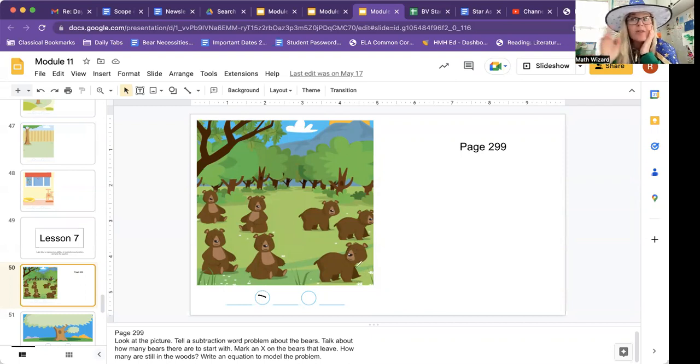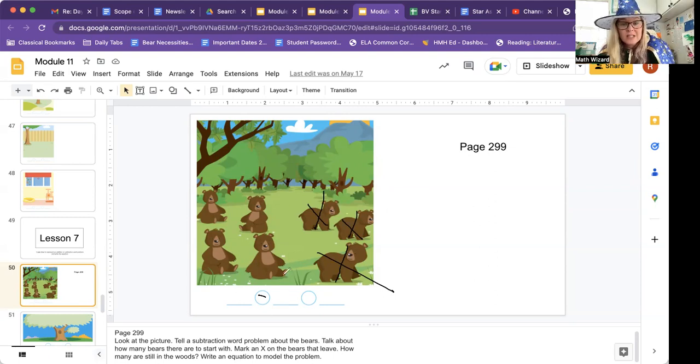Can your story be different? It can, but you need to use the same numbers. So there were 4 brown bears in the forest, and 3 of them got hungry and went away. How many were still in the forest? So remember, we're going to cross off the ones that are leaving. So what was my first number? I'm going to say the story again and give you a ding to help you remember that you need to write that number.